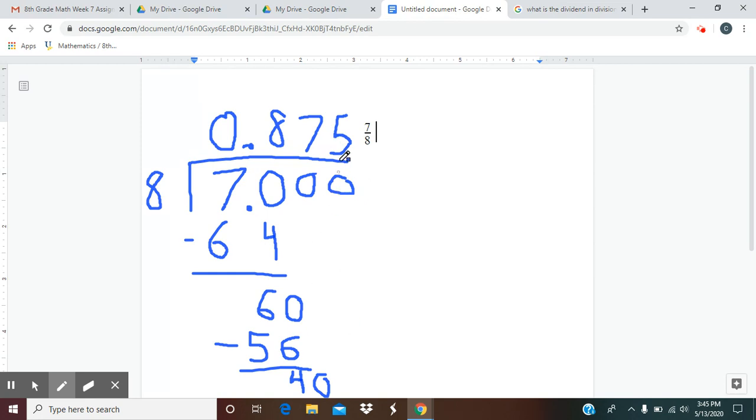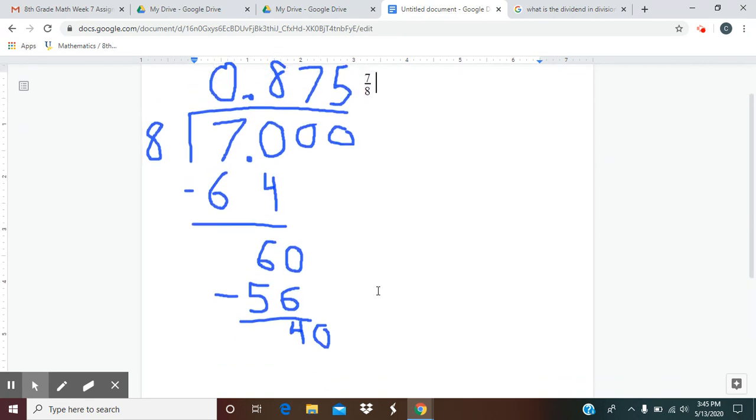Okay, so when I do 8 times 5, that is going to give me 40. And then I will have no remainder left over. And so then I know I'm done.